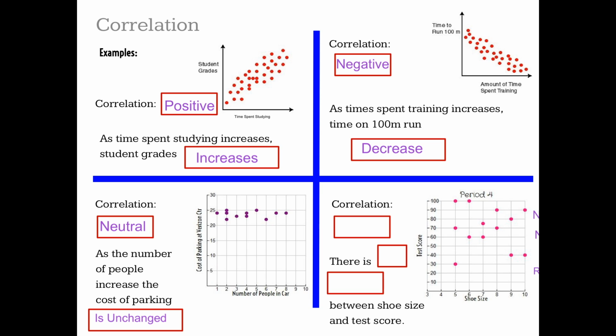Bottom right hand corner, this correlation is not really a correlation. This is no correlation, and there is no relationship between shoe size and test score. So no correlation is not a type of correlation, but it is something that you will see where there is nothing, no up and down. As something goes up, something else goes down. That is no correlation. So we have no correlation as well. Let's go ahead and take a look at the next one.